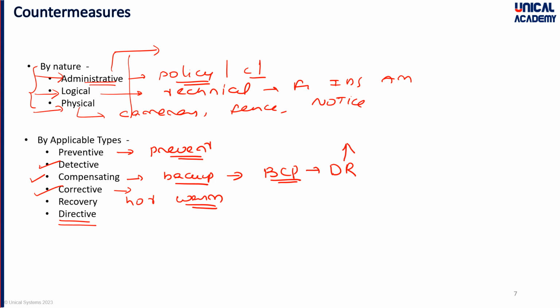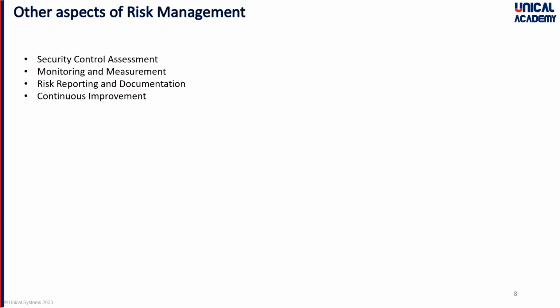Directive, as the name suggests, these are majorly setting the direction about how it should be done: security policies, posted notifications, guidelines from a security guard, etc. can be considered directive. So for countermeasures, one way of classifying is by nature, another is where we are applying. These we should be clear on for the CISSP exam.